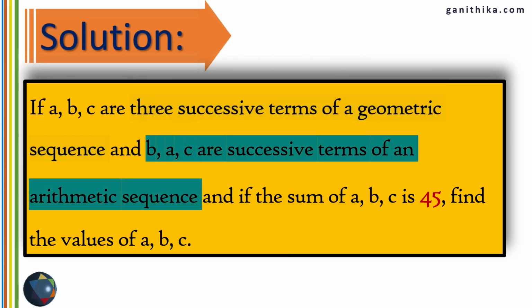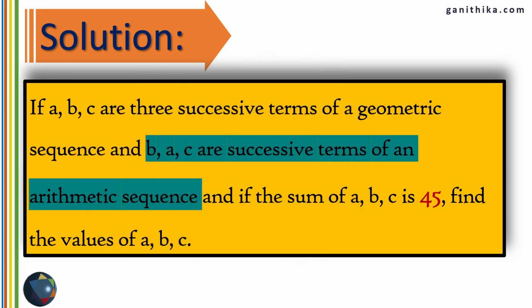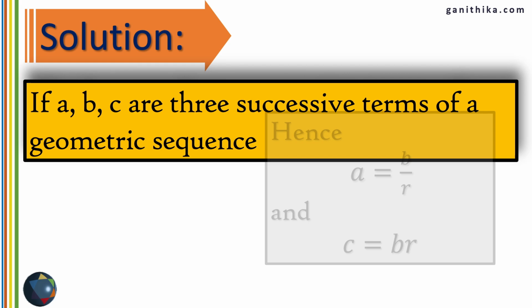Let's go to the arithmetic sequence part. We have B, A, C as successive terms of an arithmetic sequence. Whenever you have three successive terms of an arithmetic sequence, again take the middle term as x, and the previous term will be x minus the common difference d. The next term will be x plus the common difference d. So you will have x minus d, x and x plus d as the three successive terms of the arithmetic sequence. And that's all. If you take these three successive terms like this for geometric and arithmetic, then the problem is going to be very simple. So let's solve the problem now.